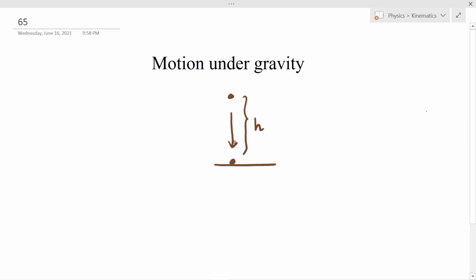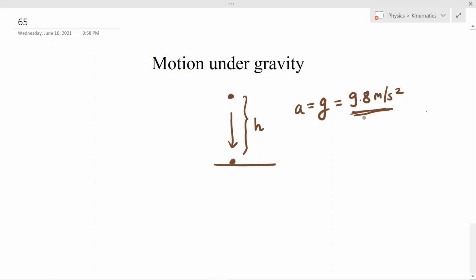Now this downward motion is uniformly accelerated motion, and the acceleration is denoted by g, and it's equal to 9.8 meter per second square. So what is the reason for this acceleration? This is because of the Earth's gravitational pull. Because of this Earth's gravitational pull, this body is pulled towards the ground with this acceleration.